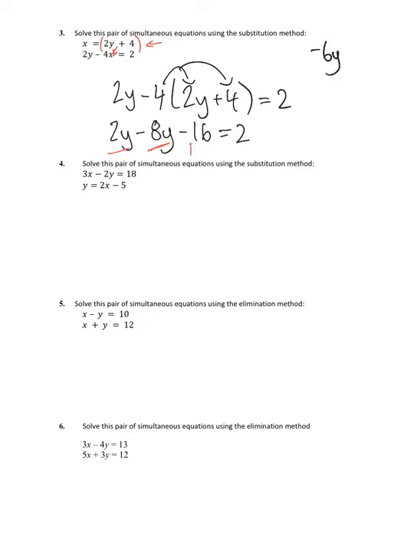Okay, and then what I'm going to do is I'm going to add this 16. We want to get that to the other side. Okay, so 2 plus 16 is 18. Cool. All right, what we're going to do now is solve for y. So to get rid of that negative 6, divide both sides. All right, y equals negative 3.